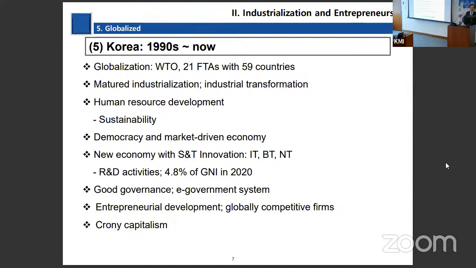Yeah, and by then, because of 20 years of experience with technology progress and industrial promotion, we had a much more mature economy. And how about human resource development? Still very strong. And at the same time, we had political changes, with a much more democratic government. And also at the same time, we were always trying to look forward, like IT, BT, NT.